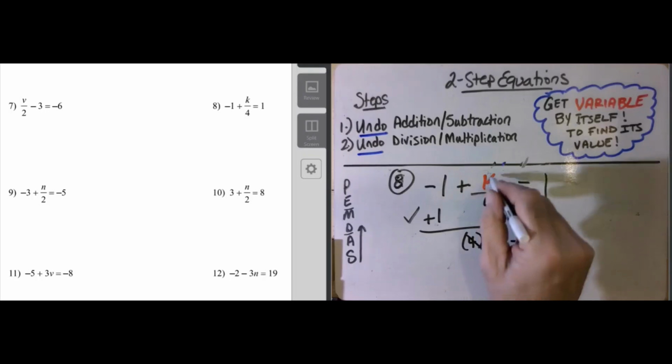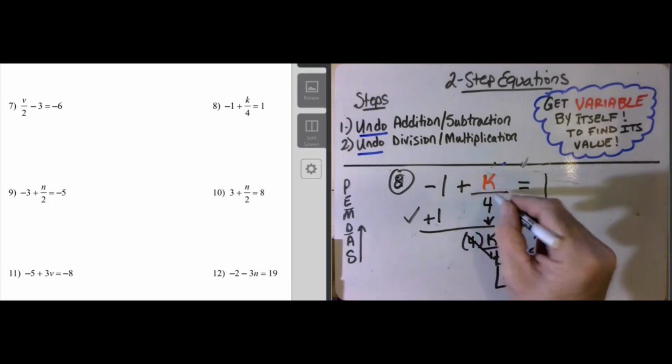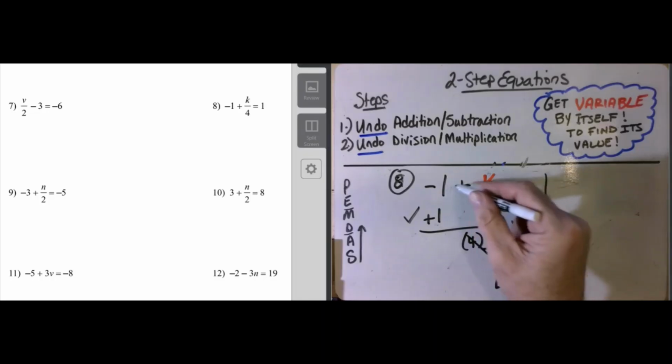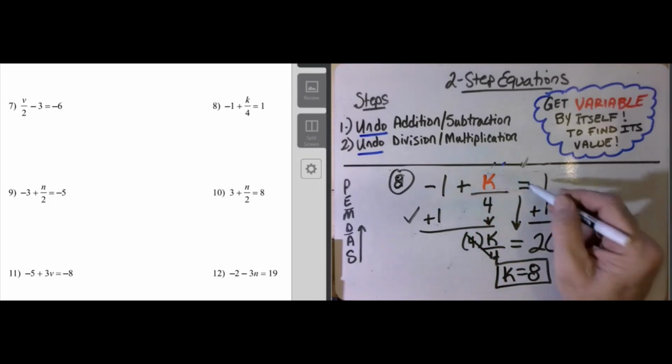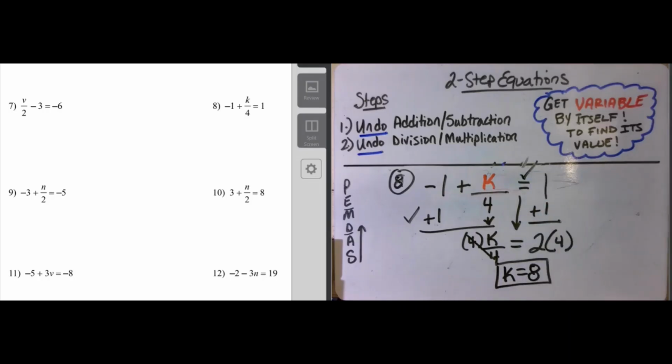Let's plug that in. 8 over 4. 8 divided by 4 is 2. Negative 1 plus 2 is a positive 1. 1 equals 1. We're correct. Number 8, k equals 8. Let's move on to number 9.